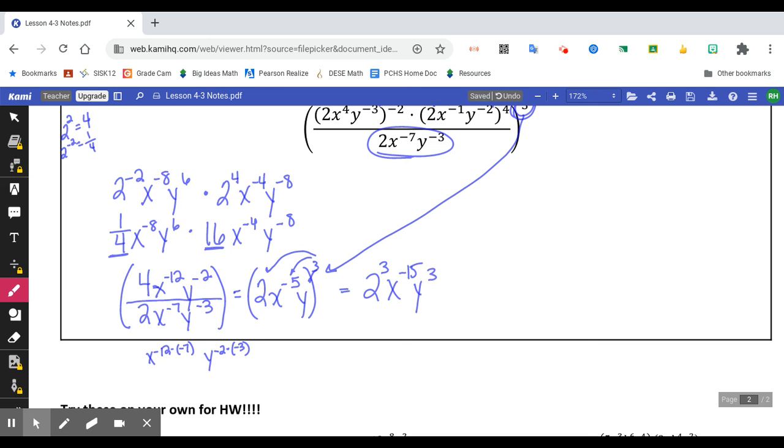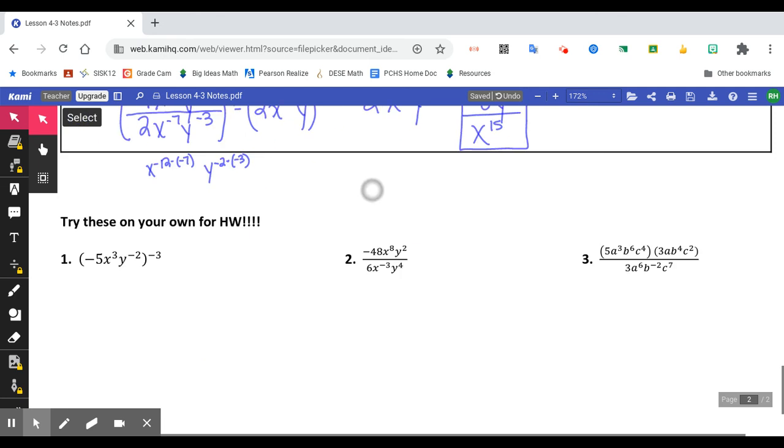All right. So for these two, I've got 2 to the third is 8. X to the negative 15 has to drop down here, and y to the third stays up top. Okay. All right. Come down here to the bottom.